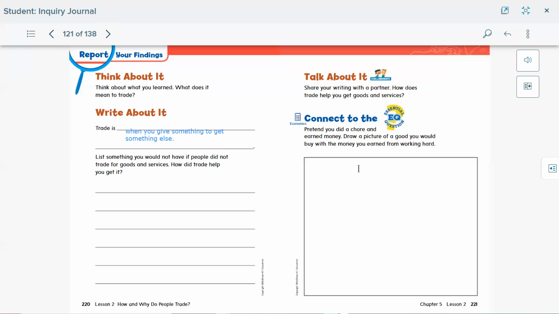All right. Let's go to page 221. Pretend you did a chore and earned money. Draw a picture of a good you would buy with the money you earn from working hard. Let's say mom said, well, if you clean up your room for an entire week, I will give you $5. So you get the $5. What would you like to buy with the money that you worked hard to earn? So draw something. It could be a book, a toy, crayons, or even a treat that you like to treat yourself with.